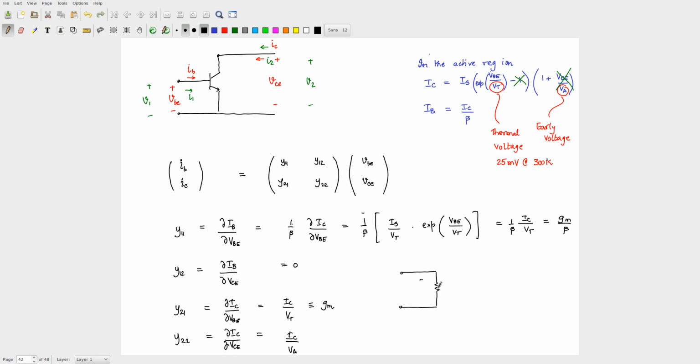What is the value of this resistor? It will be 1 by y11, right? So it will be beta by GM, and then on the other side you should have a current source. What is this going to be? GM times VBE, and then I have an output resistance R0, which is VA by IC. All right. So this is your emitter, this is base, this is again emitter, that is collector.